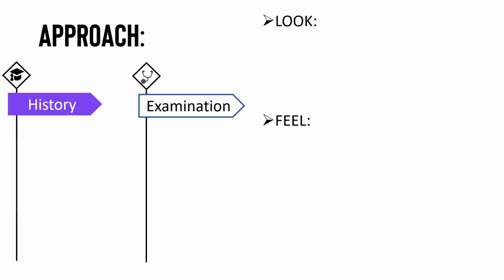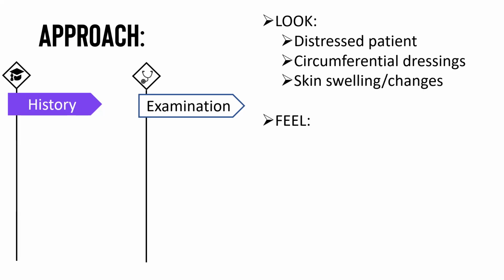And I remember on a night shift, I had to call the consultant, and there's a patient we were worried about compartment syndrome, not too dissimilar from this case. And the first thing he did is went, stop and listen. And you can hear the patient screaming from the corridor. So these patients will be extremely distressed because they're in huge amounts of pain. You can look for the presence of circumferential dressings, things like plaster casts or bandaging. And then finally, you can look for the presence of skin swelling or any skin changes.